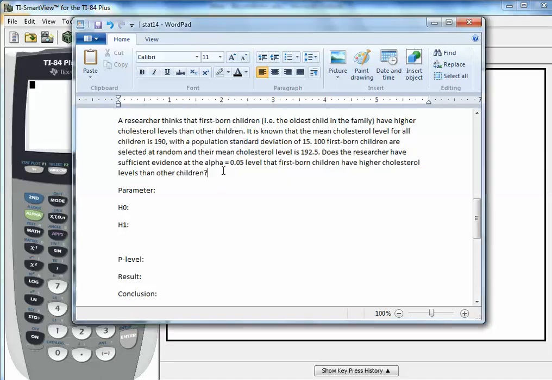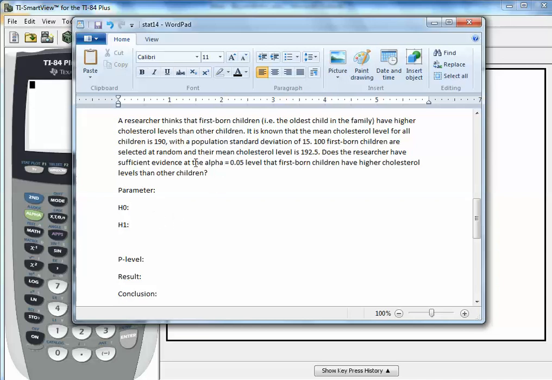Remember, the whole point of this is we're going to get a p level and compare it to alpha. If our p level is less than alpha, we're going to reject the null hypothesis. If our p level is not less than alpha, we're not going to reject the null hypothesis. Those are the two things that can happen: you either reject H0 or don't reject H0.